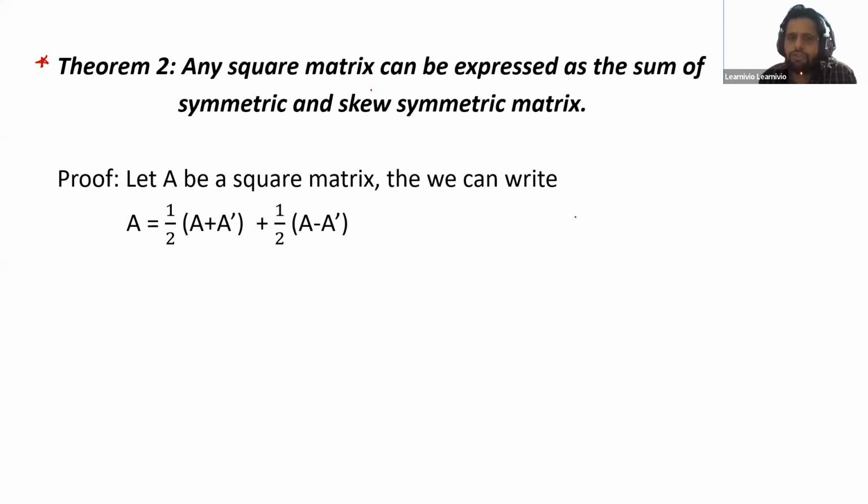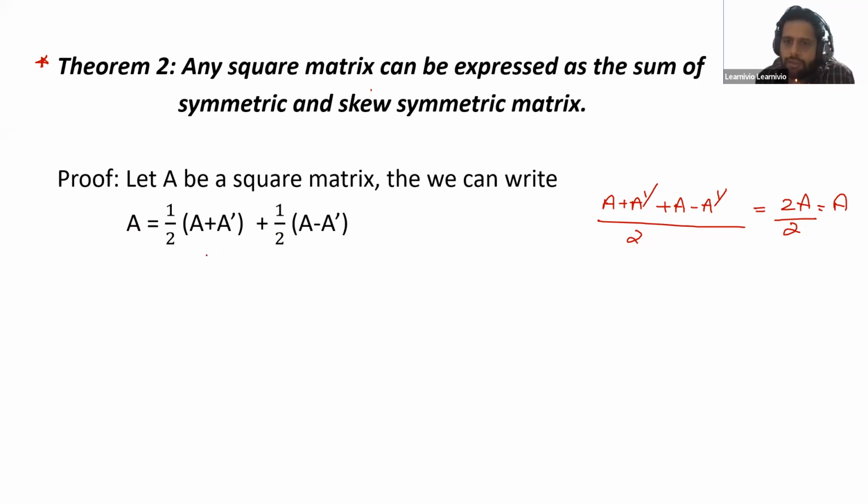Okay, so any matrix A can be written in this form. We will check here. If we take the LCM here, then what do we get? A plus A transpose plus A minus A transpose. So this cancels out, and we finally get 2A by 2, which is equal to A. So that's why A can be written as 1 by 2 (A plus A transpose) plus 1 by 2 (A minus A transpose). I hope there is no doubt in this point, because if we take the LCM and simplify this, we will again get A.